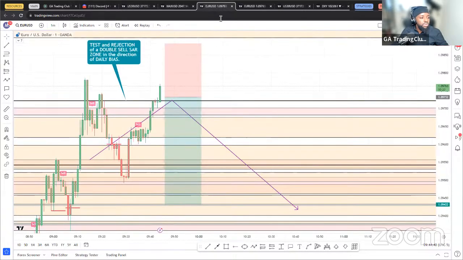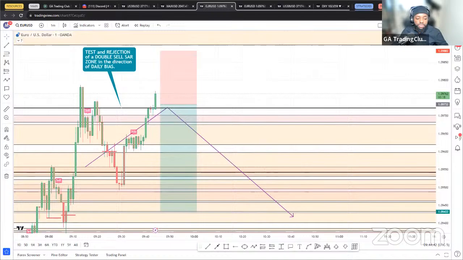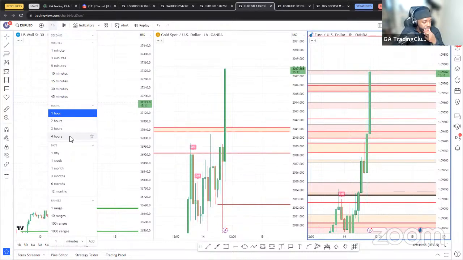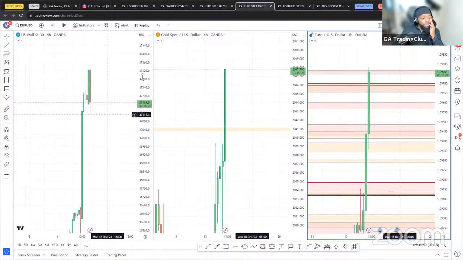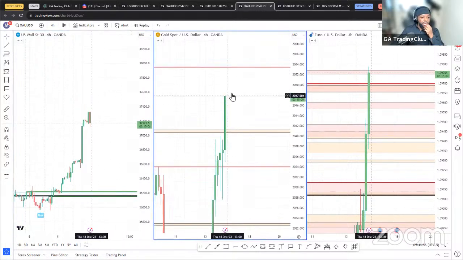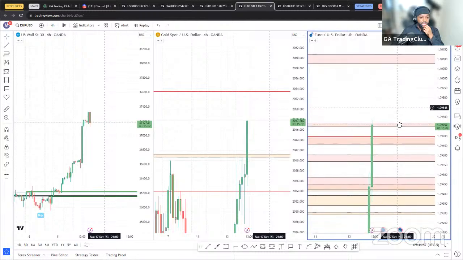Okay, so it's fine if EU wants to keep pumping up. What am I looking for? Nothing on the hourly on all these three instruments. On the 4-hour time frame, nothing for US 30, nothing for gold. EU, this is the last.